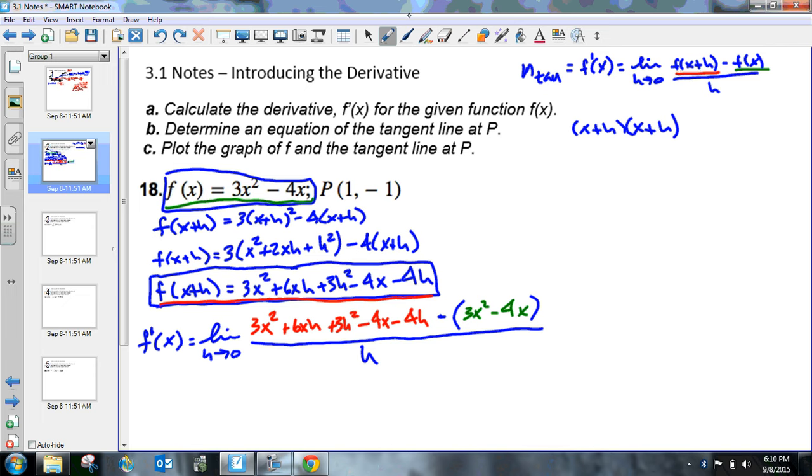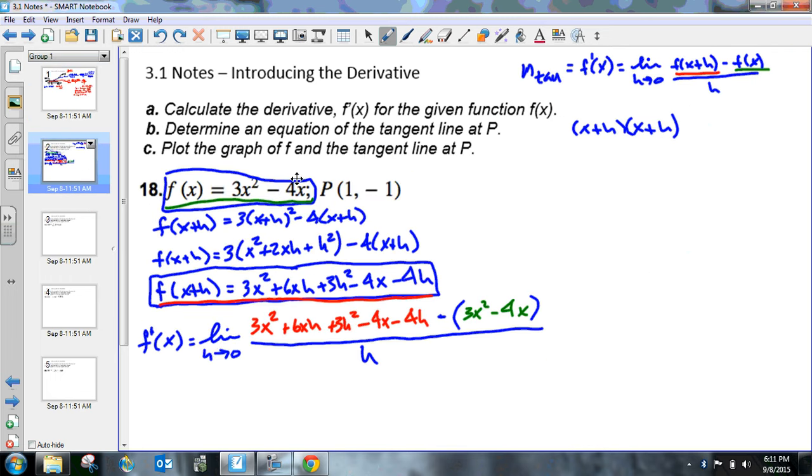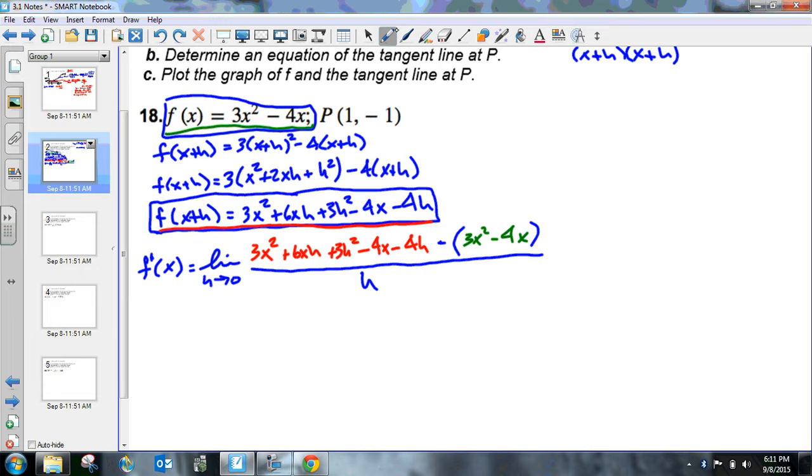Now, here's the problem. Here's where you're going to get confused. X is my variable. H, remember, is a distance. It comes from this. H is this. So I want to plug in 0 for h. But I've got a problem here. I've got an h in my denominator. If I plug in 0, it's indeterminate. So I need to do a little bit of work on this. I need to do a little algebra.